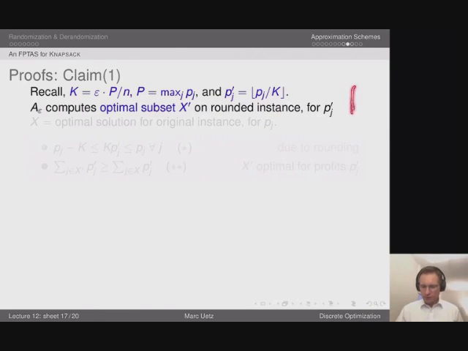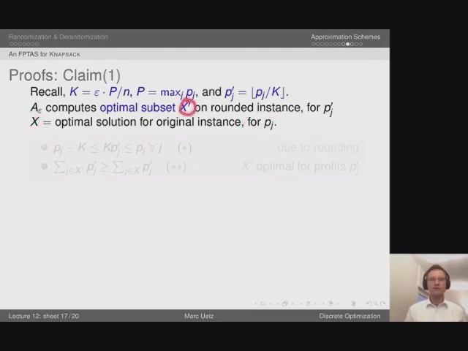Here I just recall all the definitions that we made, and remember the algorithm just computes an optimal subset x prime on the rounded instance, so for these profit values p prime, okay? And let's say, for the sake of the proof, x is an optimal solution for the original instance, so for the original profit values. So that's a subset of the items, and this is also a subset of the items. And in order to finish the argument, I need these two observations.